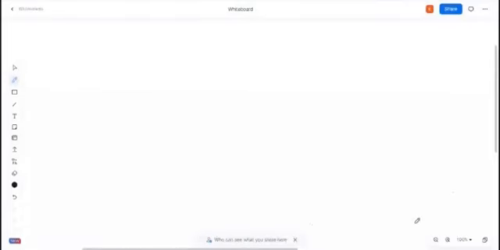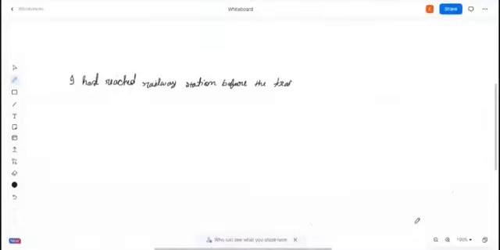I had reached the railway station before the train left. Departed, maybe. No, that is not correct, or arrived. Before the train arrived or left, you can use anything. It's totally up to you, right?